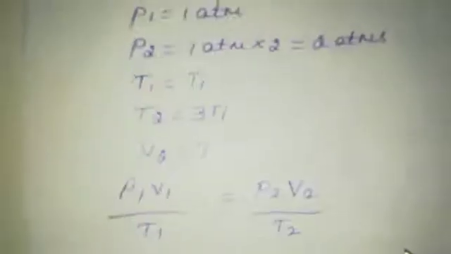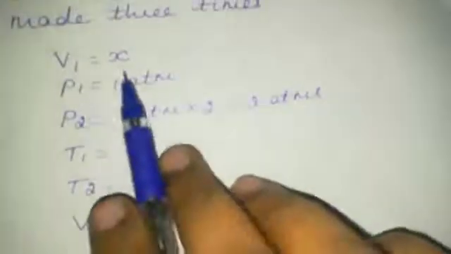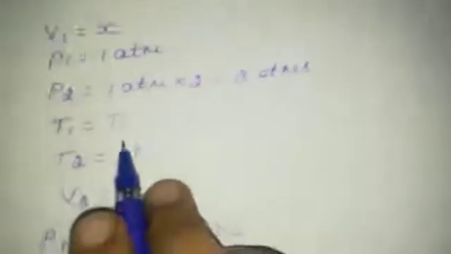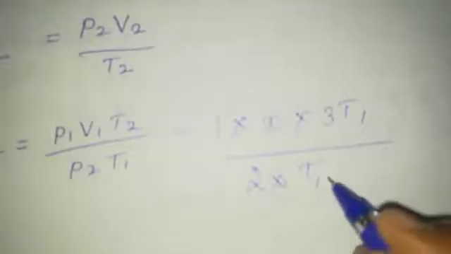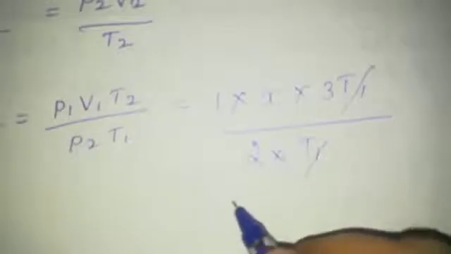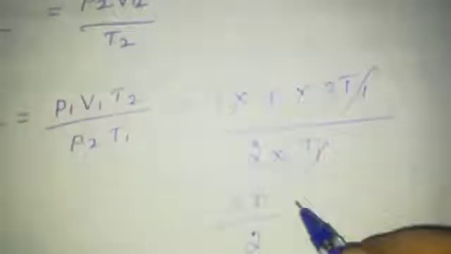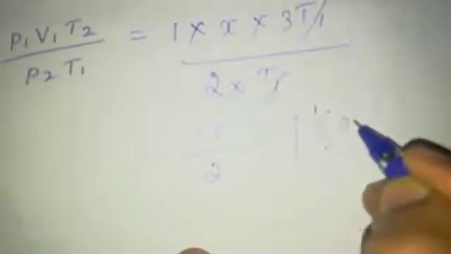Now substitute all the values whatever we got. P1 we have taken as 1 atm, so write it as 1, and volume we have taken as X, write it as X. T2 value is taken as 3T1, write it as 3T1, divided by your P2 value, which is taken as 2, write it 2, and temperature T1 is considered as T1. So what I am going to do is cancel this T1 and T1. You are going to get the answer as 3X by 2. That means it is 1.5 times.